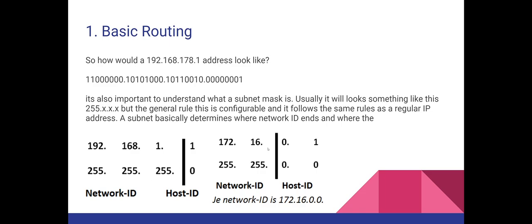If we look at this one, that is a different one, 172.16.0.1, you can see that we have a different subnet. So that means we have more computers in the network, but we can have fewer of those networks because we have less network ID space.